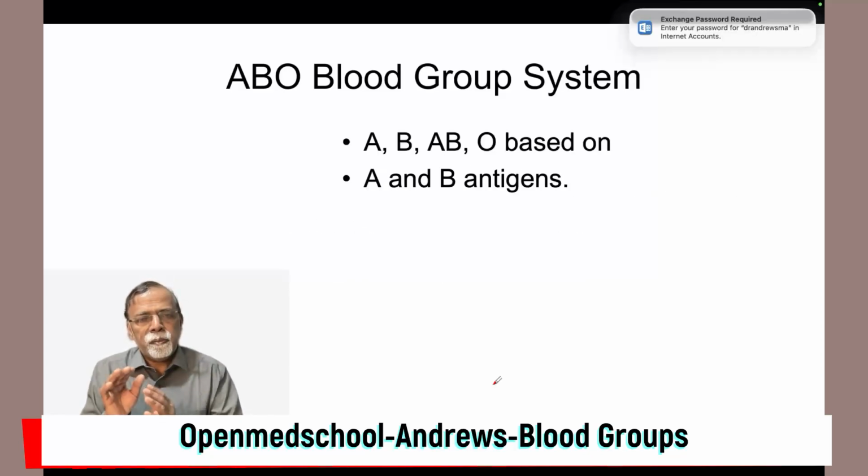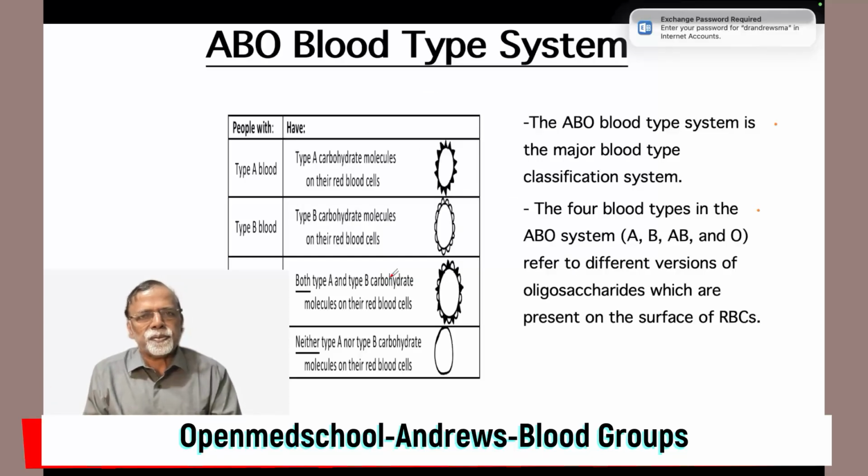There are mainly two major blood group systems. One is called the ABO, that all of us know. Second is the Rh type. So these are the two types of blood group systems. We'll come to that. One is the ABO system, second is the Rh system. So first we think about the ABO blood type system. This is a major type of classification. The ABO is the major type.